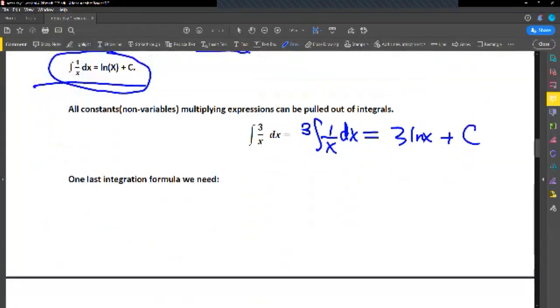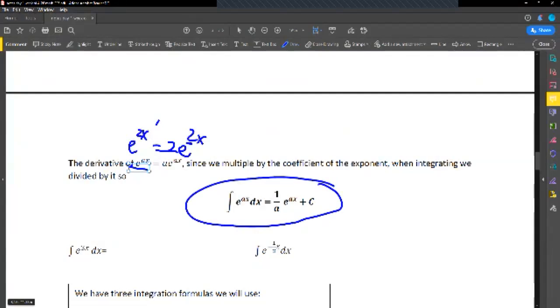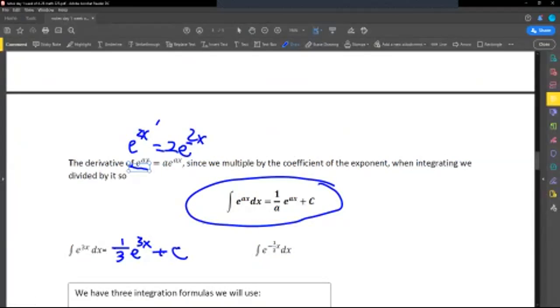Okay. One last integration formula that you probably need. Remember the derivative of e to the ax, like e to the 2x or something like that, was a e to the ax, so it's 2 e to the 2x. So you multiply by the number, and so guess what? With integration, you do the opposite. So rather than multiplying by the number in the exponent, you divide by it. So there's your formula. So the integral of e to the 3x would be 1 over the number inside, which is 3, e to the 3x plus c. So just divide by the number rather than multiply, okay?